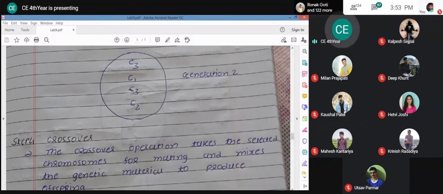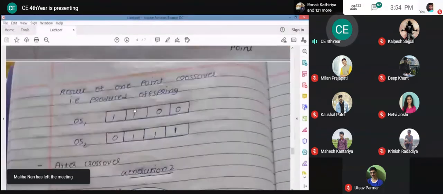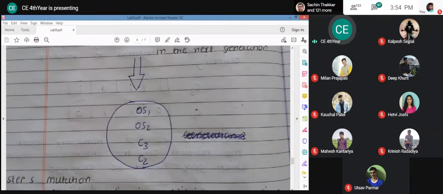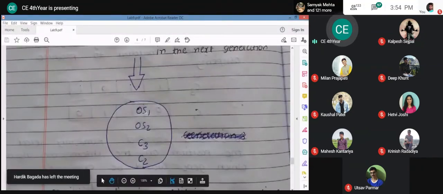Now see, before crossover it is C3, C1, C3, C2. After the crossover, we have applied it to C3 and C1. OS1 will replace C3 and OS2 will replace C1, and C3 and C2 do not go for the crossover, so they will remain in the next generation. So after the crossover, it becomes OS1, OS2, C3 and C2. This is the result after crossover.